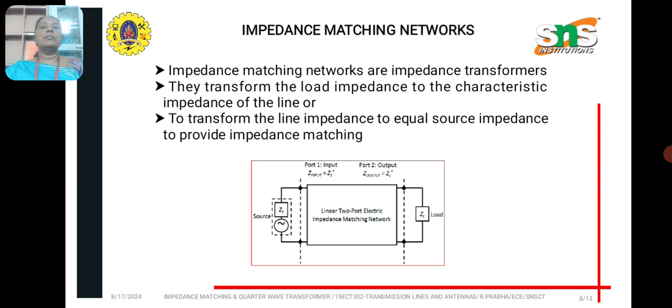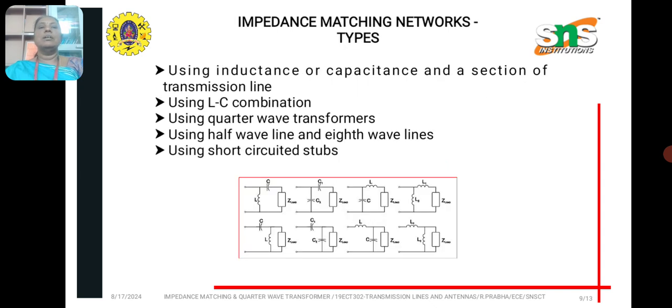To mitigate this problem, we can use impedance matching networks. Impedance matching networks are also called impedance transformers because they transform the load impedance to the characteristic impedance of the transmission line, or they transform the line impedance to equal the source impedance in order to achieve impedance matching. There are various types of impedance matching networks.